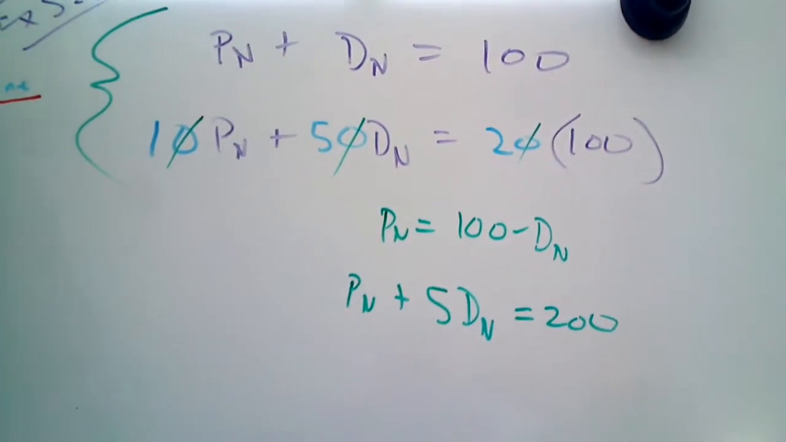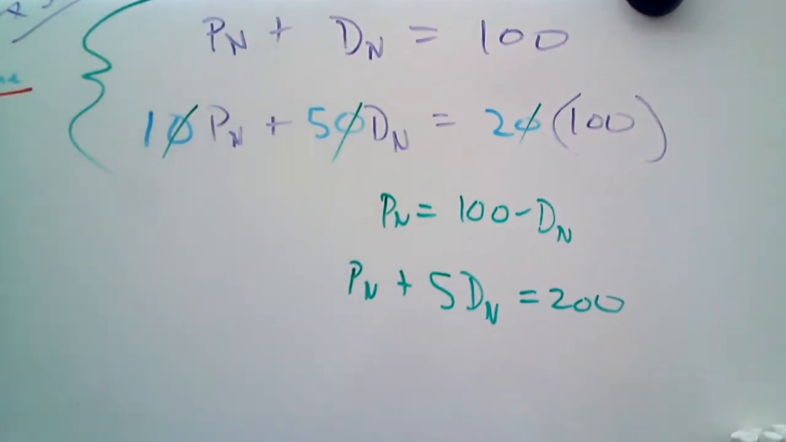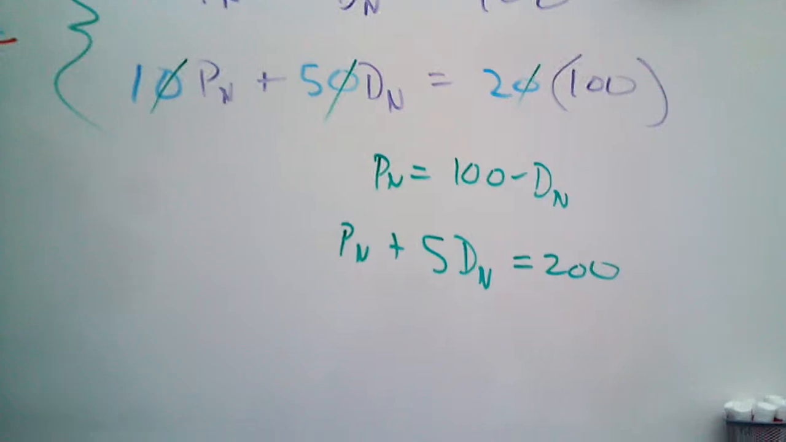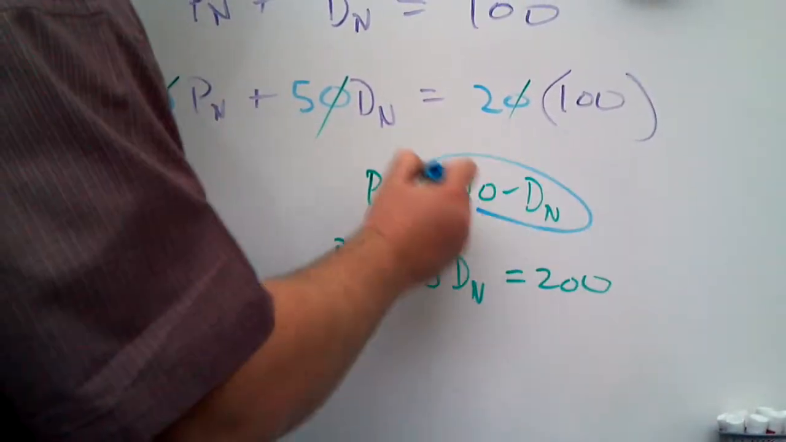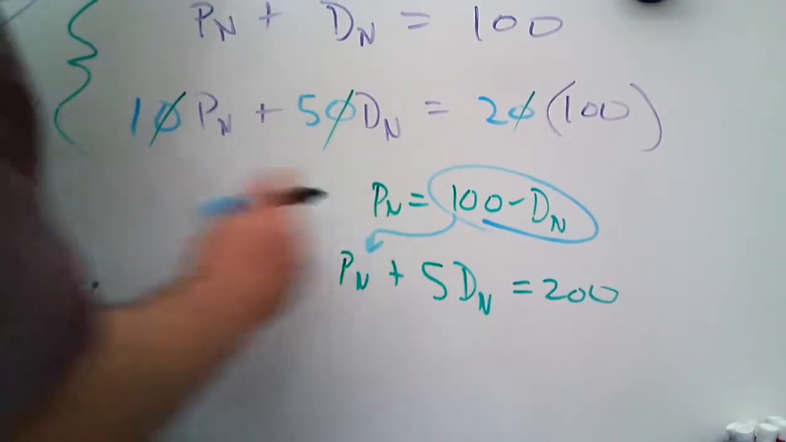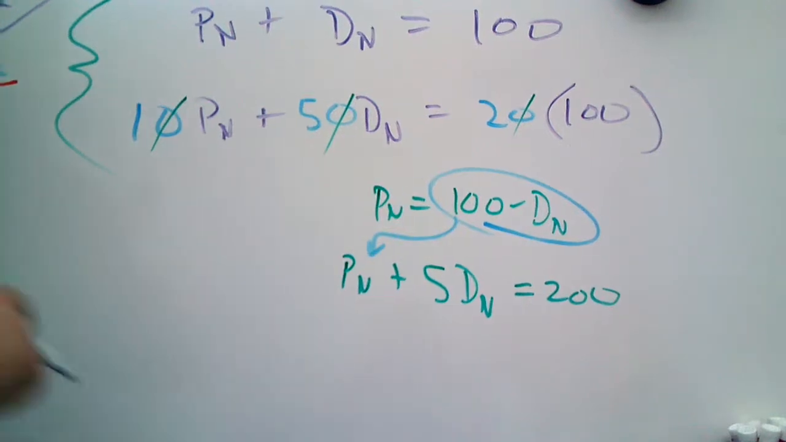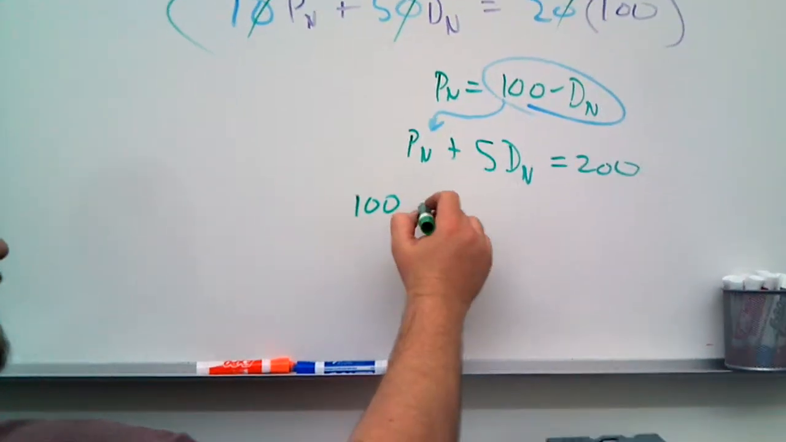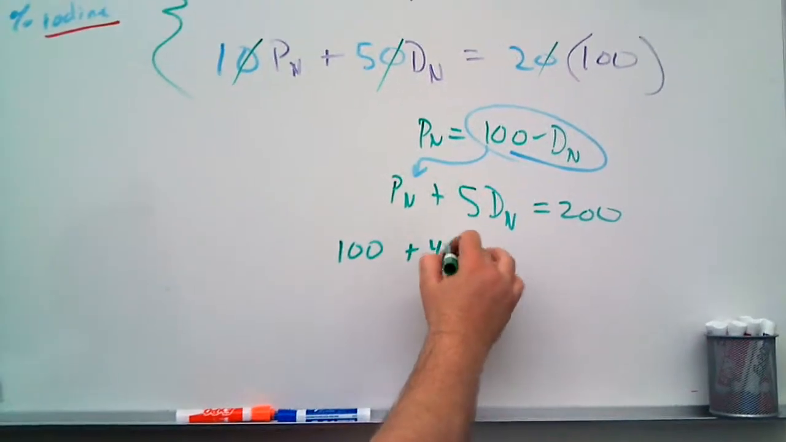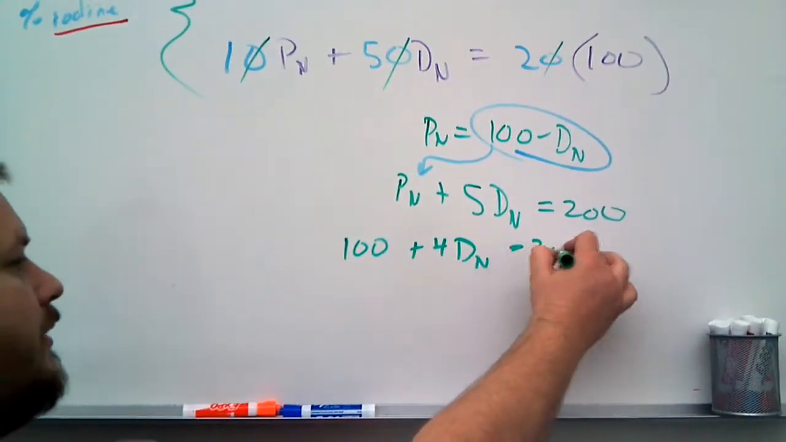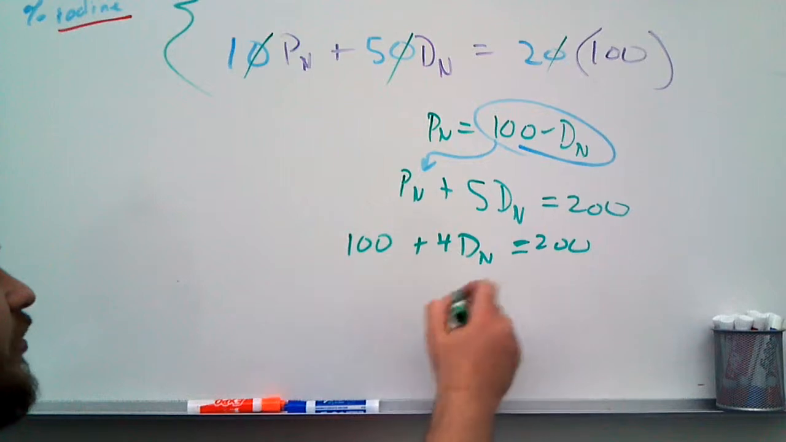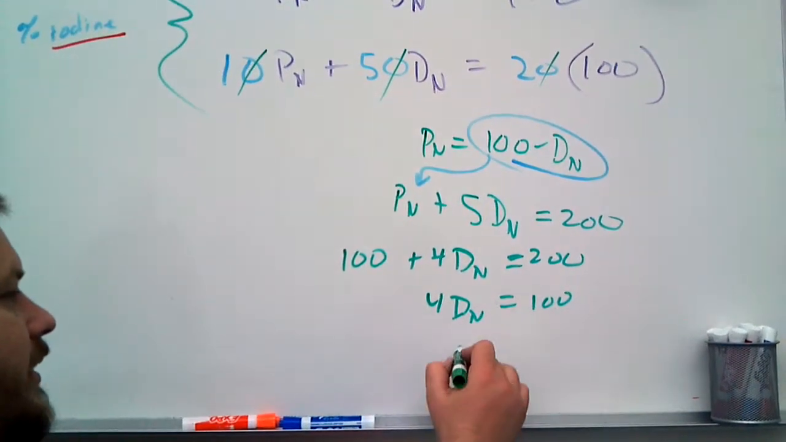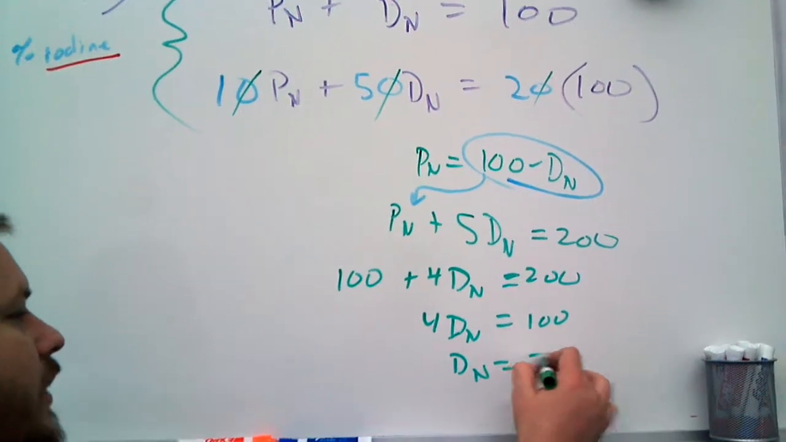And now my numbers are a little bit easier to work with. That is true. It's just a general tip whenever you're working with these things. So we are going to substitute this in for Pn right here. So we've got 100 minus dn plus 5dn is going to be plus 4dn equals 200. Subtract 100 from both sides, and 4dn equals 100, and then dn equals 25.